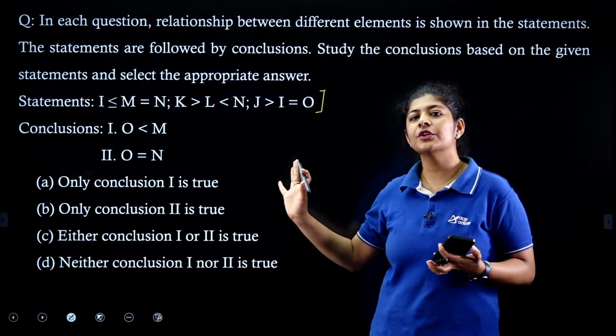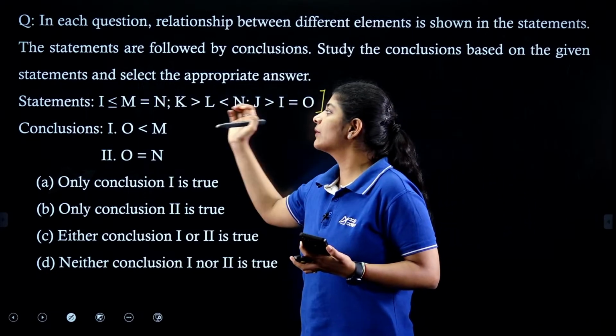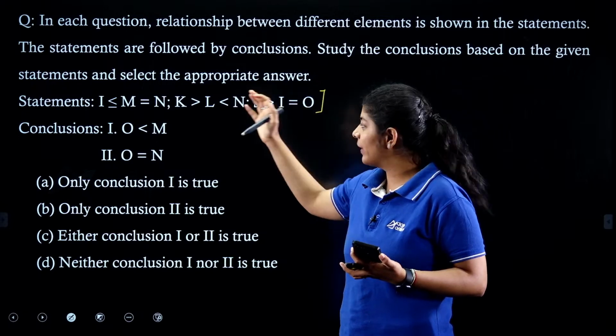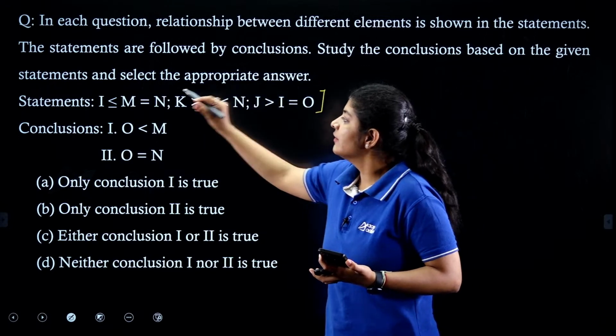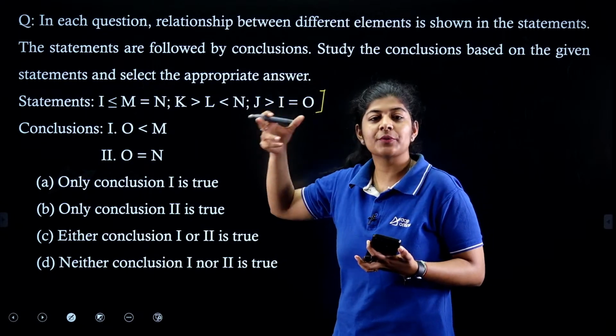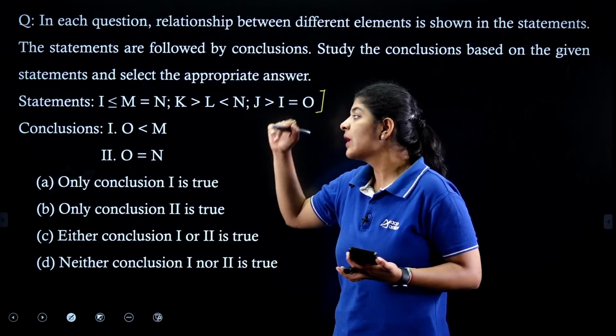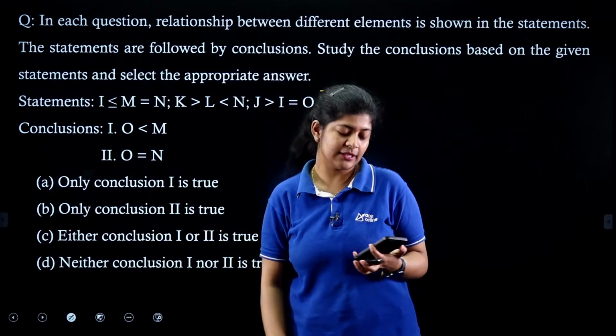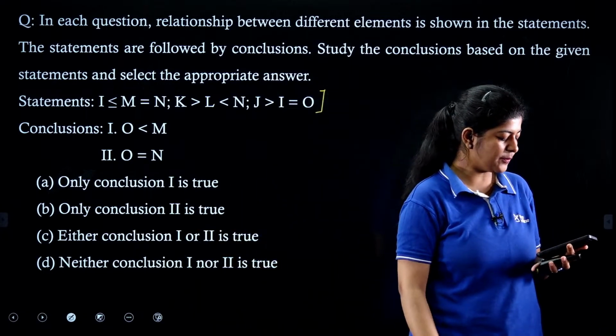Here first you simply need to try to connect all the elements over here. You need to connect all these 3 statements together just to get one relation if it is possible, and accordingly you need to check the conclusions. So what answer are you people getting?